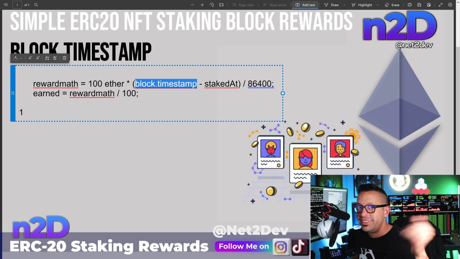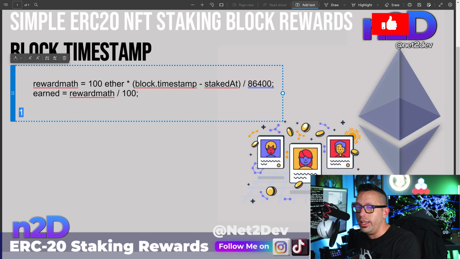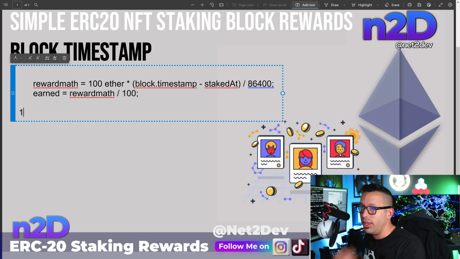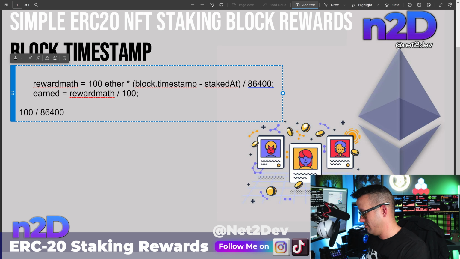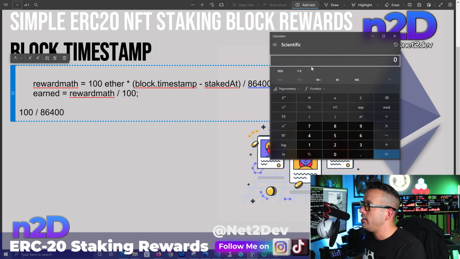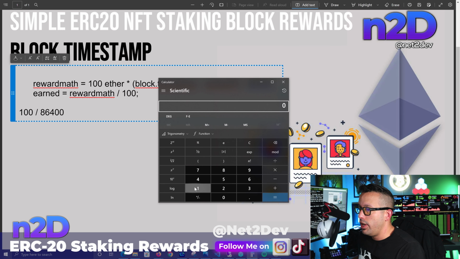So let's say I staked and claimed right away, and I only did it for 1 second, or at least the first block. So 1 second. Now we're going to multiply that by 100, which we know is 100. We are now going to divide that by 86,400. Let's bring our good old math, which is a calculator. So what we're going to do is divide 100 by 86,400.